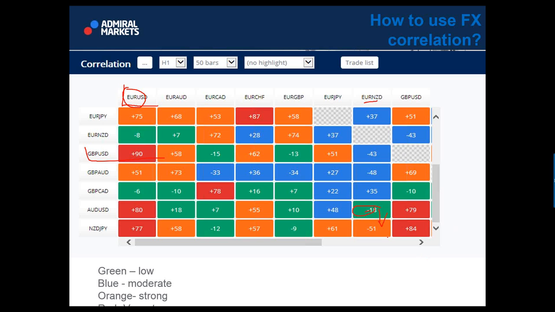So if your system is telling you go long on New Zealand yen, but go long also on Euro New Zealand, then something is wrong. Something is wrong because New Zealand yen and Euro New Zealand have strong negative correlation. That means if New Zealand yen goes up, Euro New Zealand will go down. Think about it. Okay?